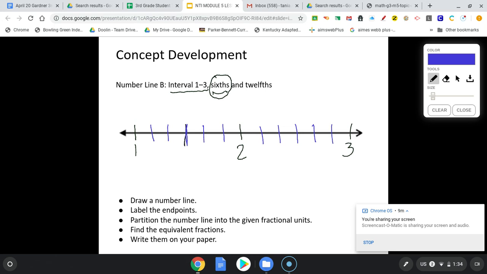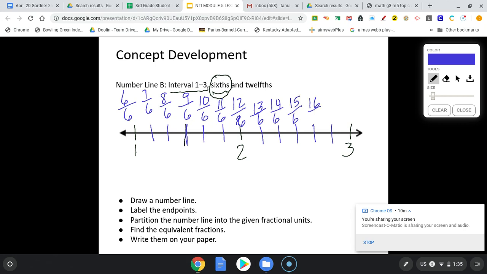So I have sixths. So how many sixths are in one whole? Oh, that one's easy, isn't it? Yes, 6 sixths are in one whole. Then we have 7 sixths, 8 sixths, 9 sixths, 10 sixths, 11 sixths, 12 sixths, 13 sixths, 14 sixths, 15 sixths, 16 sixths, 17 sixths, and 18 sixths.